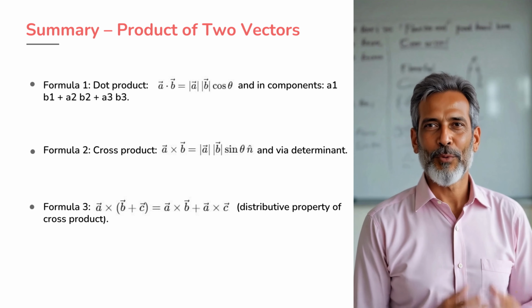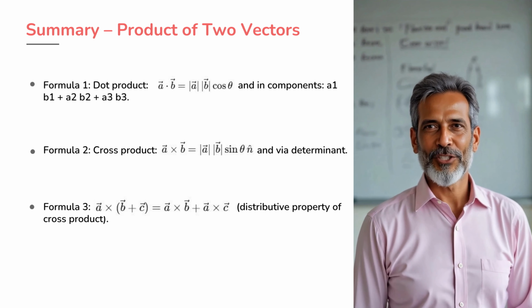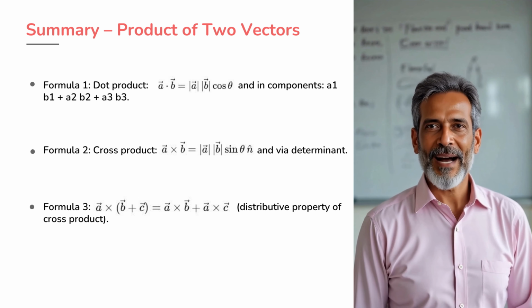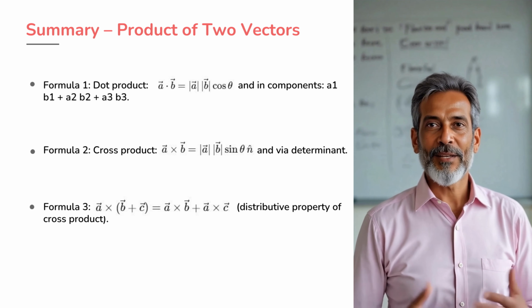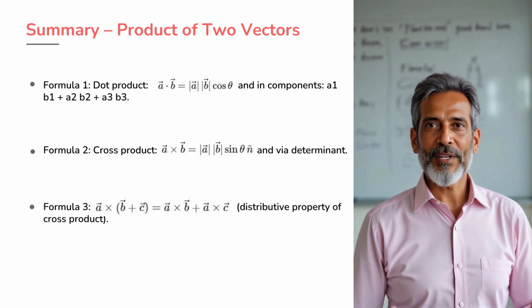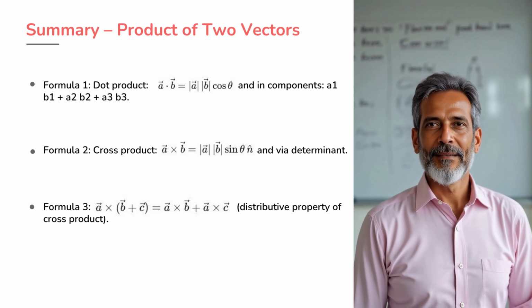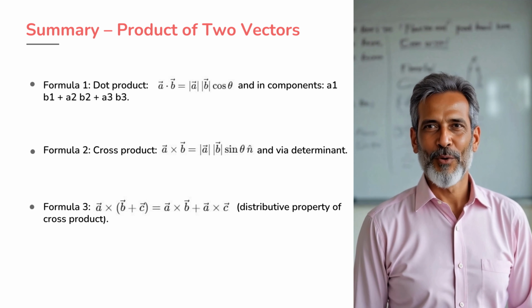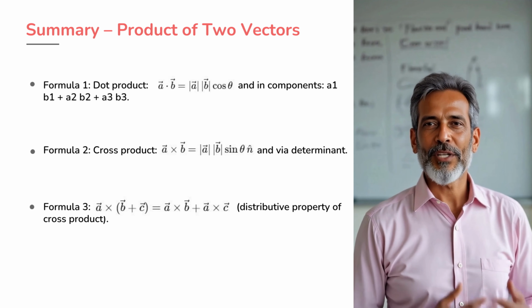Secondly, the cross product. Vector A cross vector B equals magnitude of A times magnitude of B times sine theta times unit vector n hat perpendicular to both vectors, or evaluated using the determinant method. Thirdly, the distributive property of cross product states vector A cross (B plus C) equals vector A cross B plus vector A cross C.